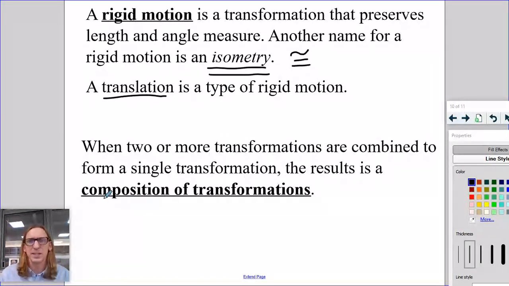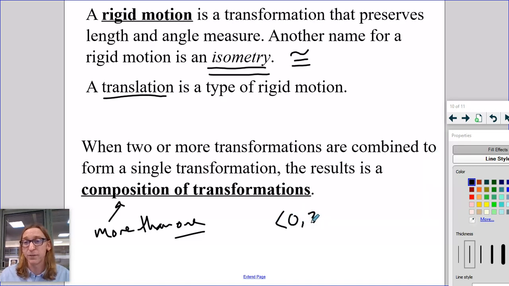And then the final term for us here is a composition of transformations. Composition means you've got more than one of something. A composition is a collection of items. In this case, a composition of transformations means there's more than one transformation occurring at the same time. So maybe I perform a translation following this vector, and then I do another translation following this vector. So I move it one way, and then I move it another way. Performing multiple transformations is what we would call a composition.